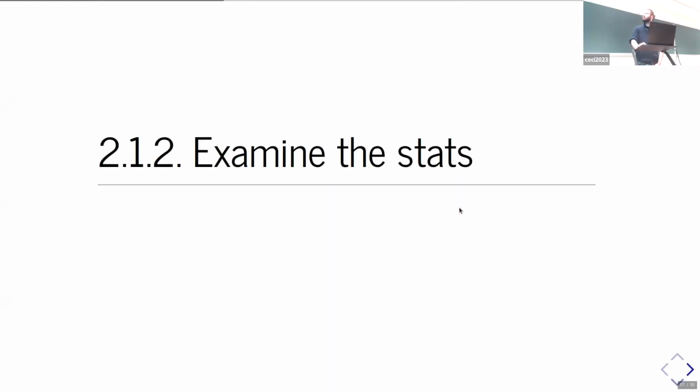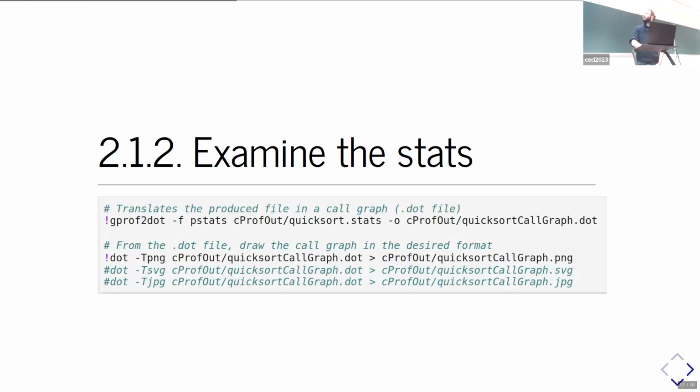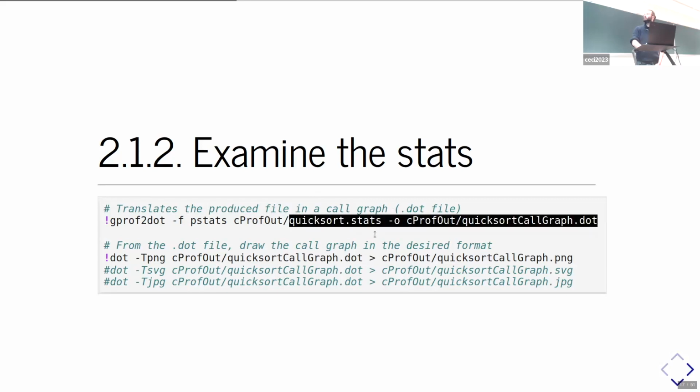Those are bash lines of code, so don't mind the exclamation mark before. It is in order to run bash in a notebook. I can do that on the terminal. That translates my file, here the file I produced, into some other file that is a dot file that represents the call graph. So the description of the call graph, and I can translate that into an image.